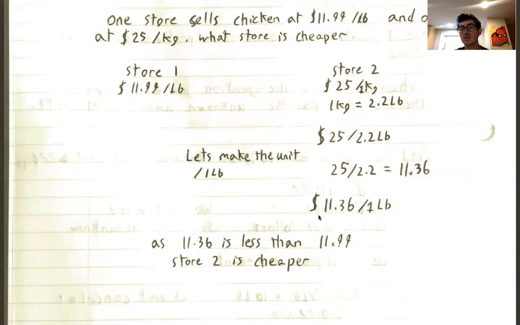So it's important to do the two steps. First, get your unit price to be the same per so many units. And second, look at which value is less, which is going to be your cheaper option. You want to pay the least amount of money.